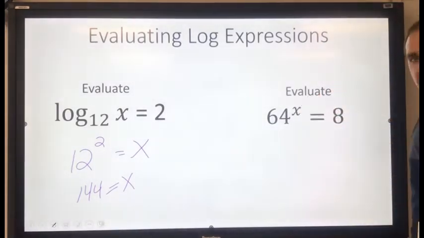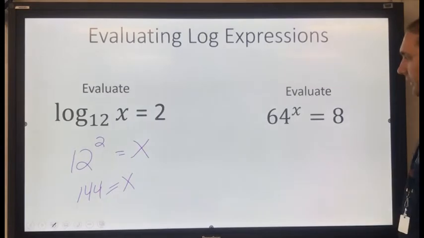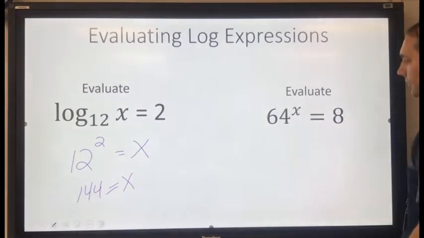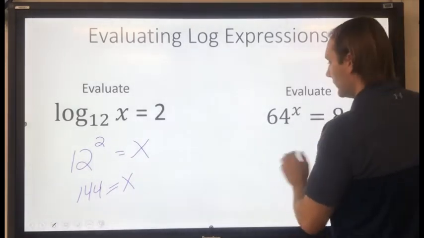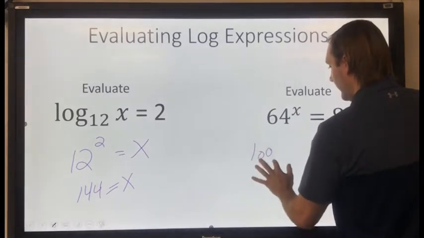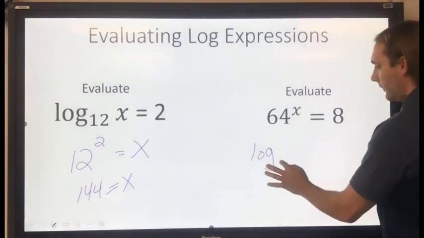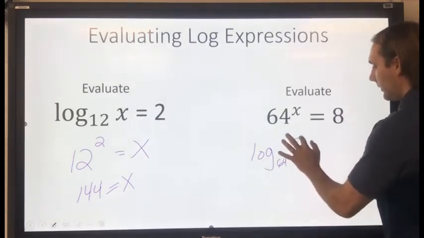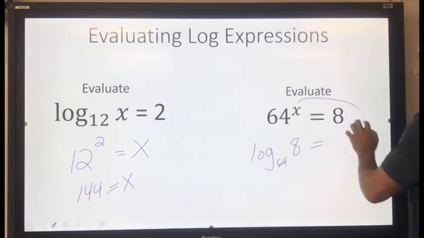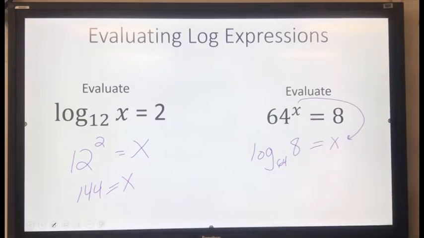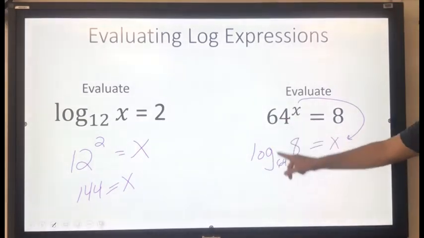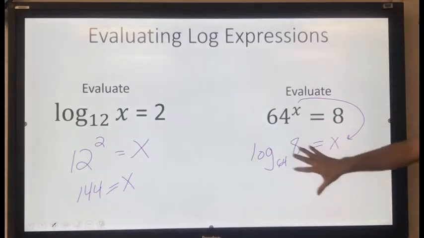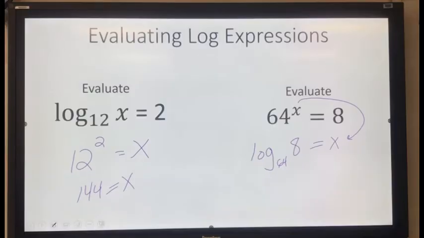What if you have an exponent you can't solve? Well, let's try to convert it to a log, because I don't know what value for x will make 64 to the x equal 8. Let's look at a log. So log base 64, same base as our exponent, of 8, what my exponent equals. Again, your log equals that exponent. So log base 64 of 8 equals x. Now I have something equal to x that I can calculate.